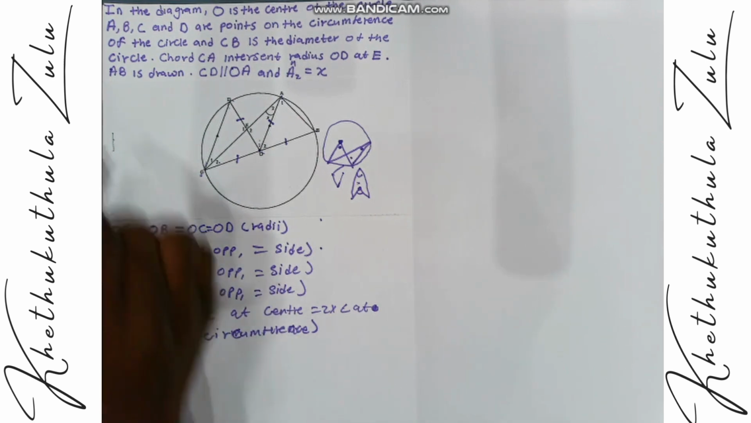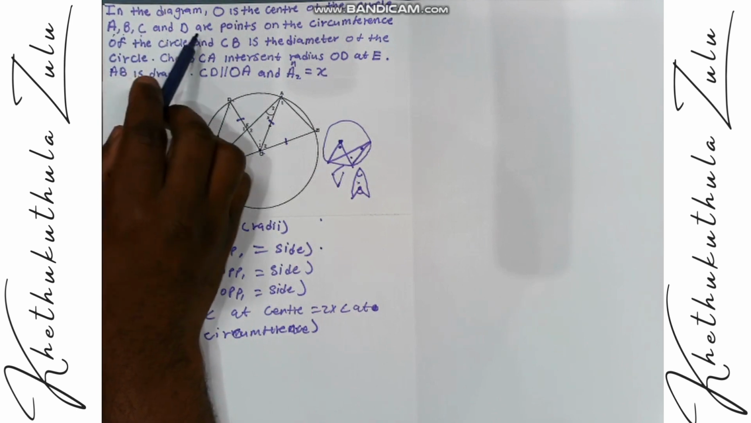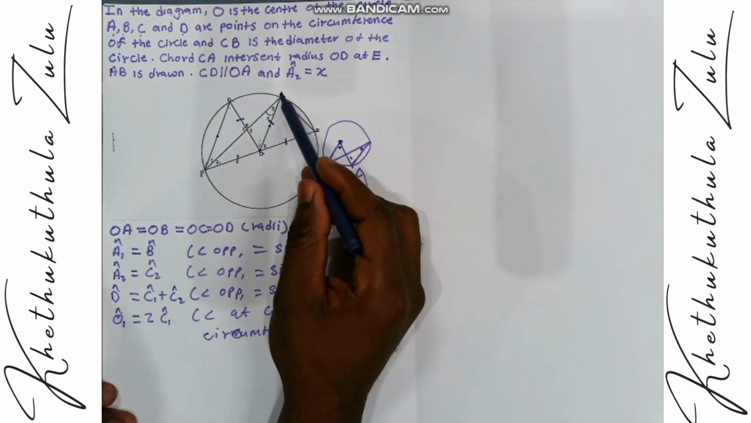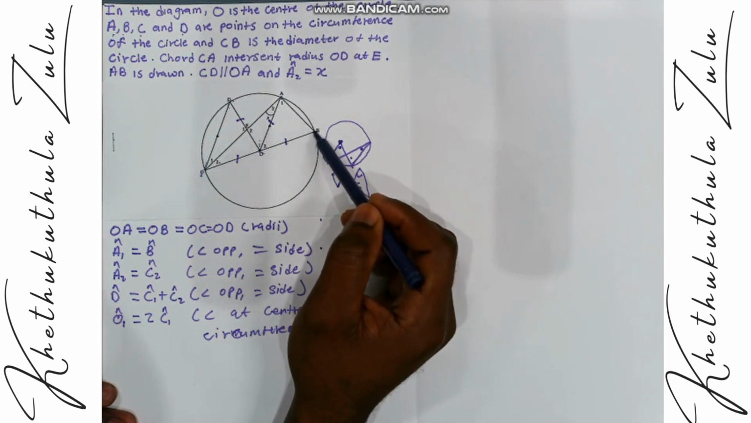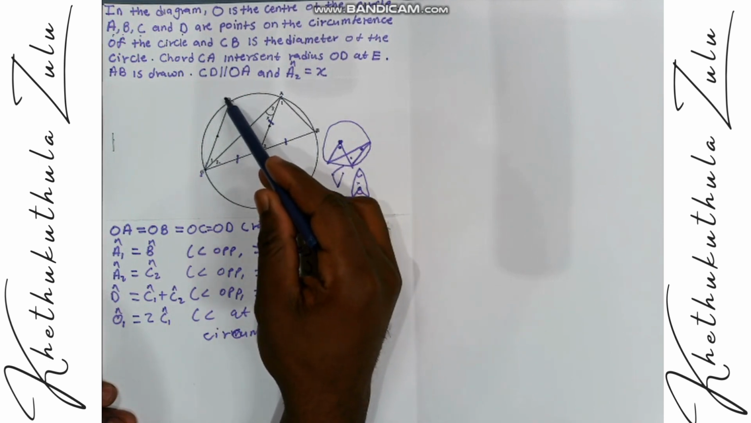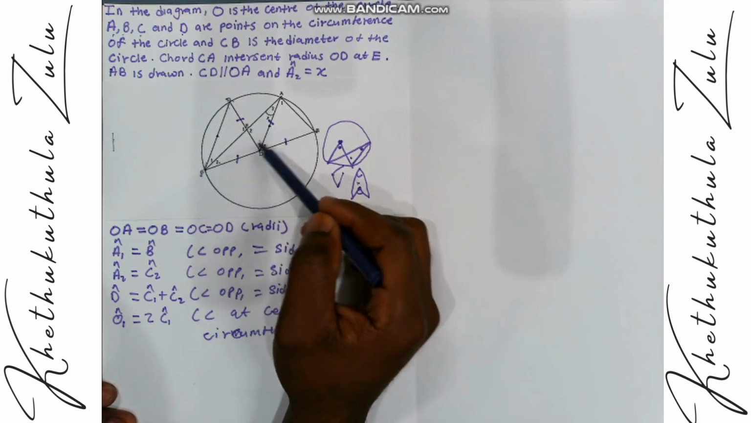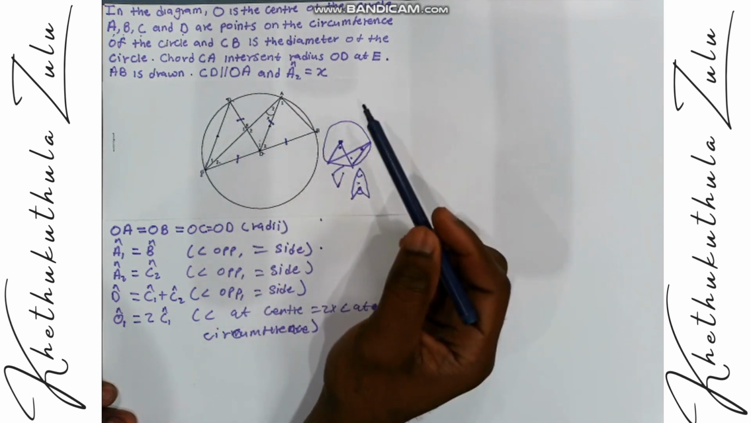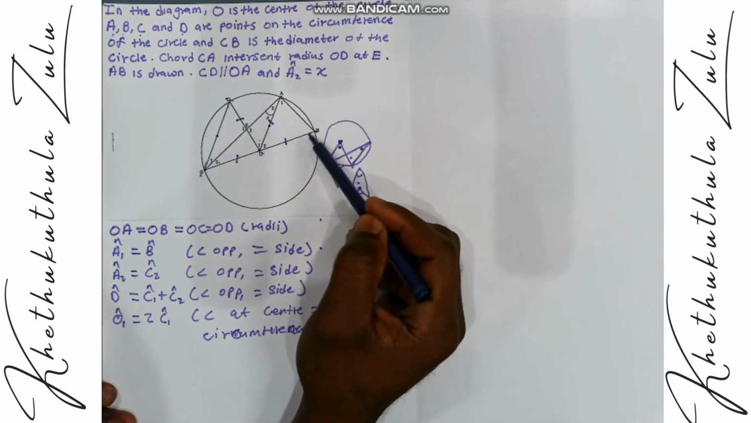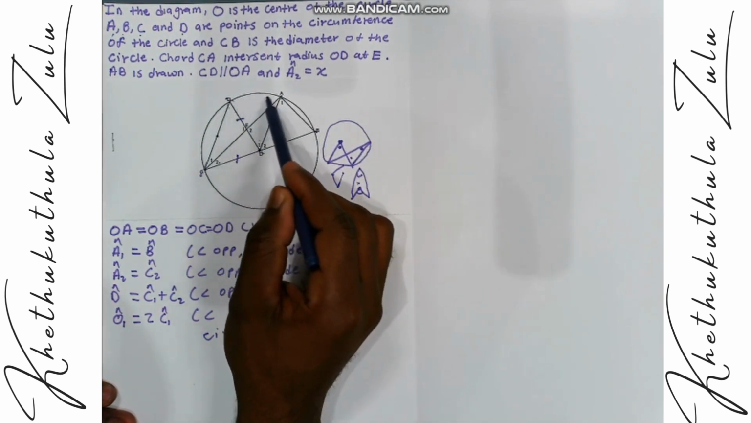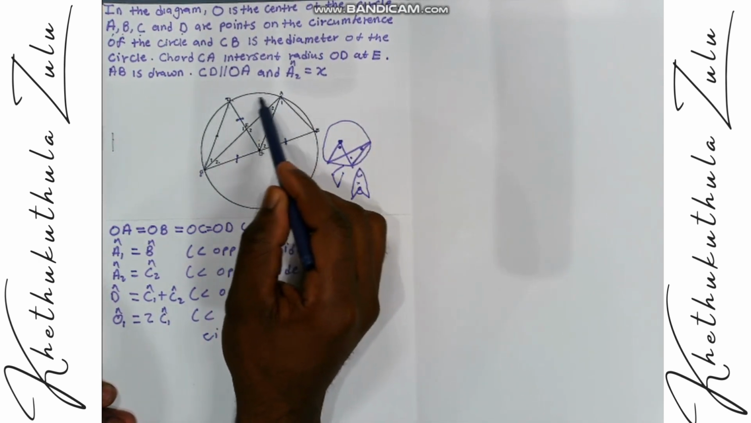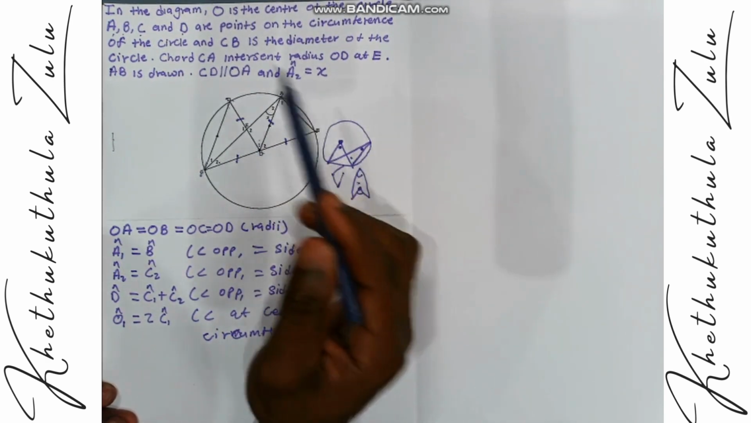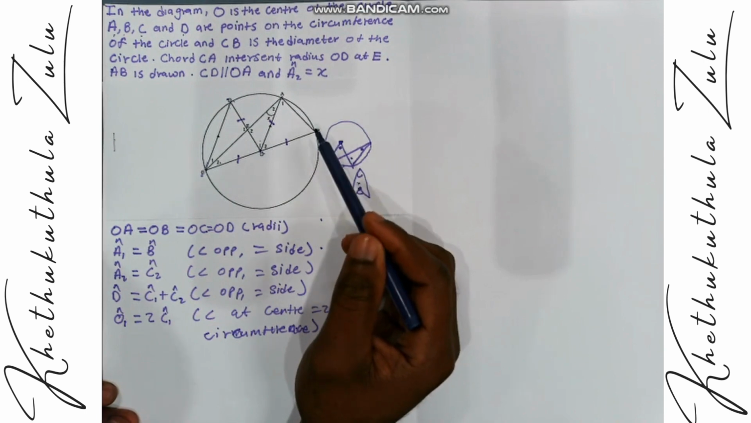Now they are saying A, B, C and D are points on the circumference. These are just points on the circumference. Do we see any cyclic quad there? No, because there is no line joining them that makes the whole thing a cyclic quad. Then let's move on with our statement.